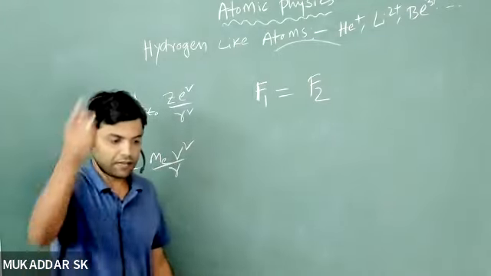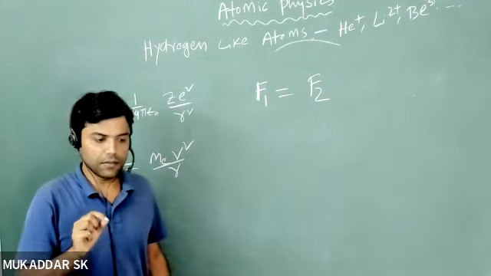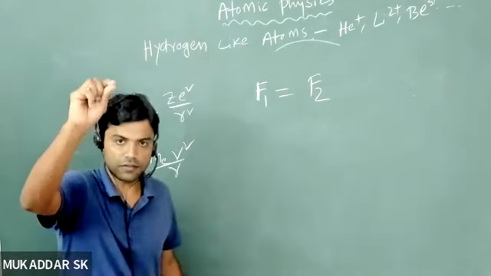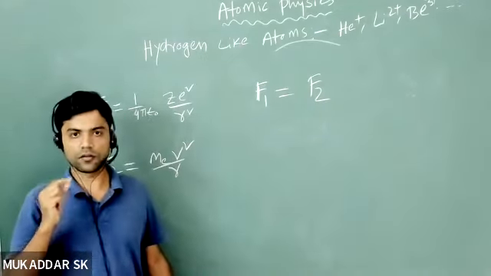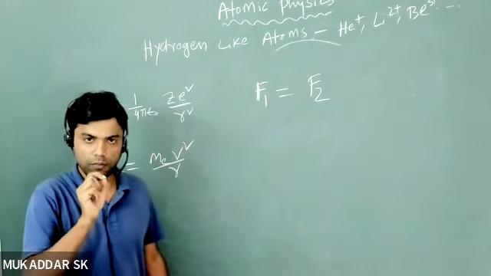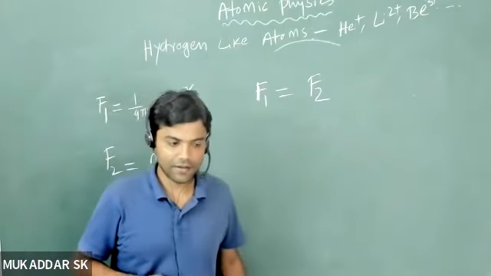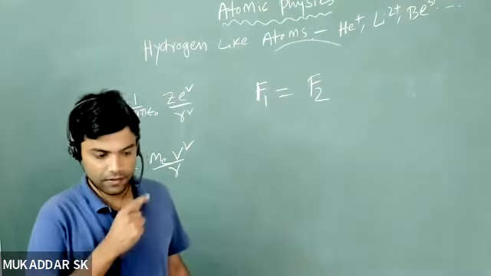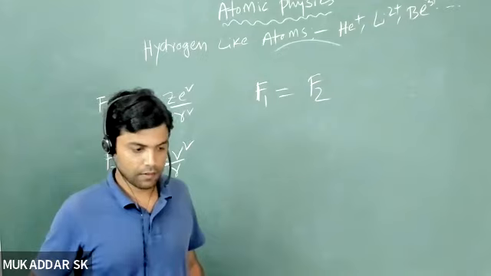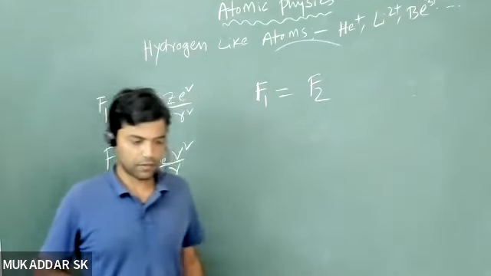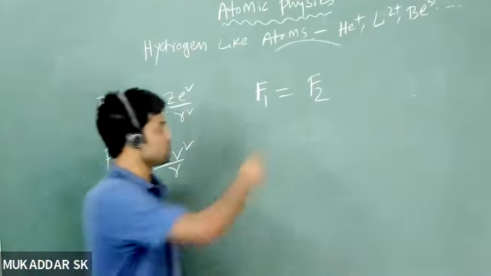Because that orbit is stable, right? So orbit is stable means what? That inward force and outward force should be balanced, so that the electron's position should not change. Did you get what I'm saying? Any problem, Shekhar? So these two forces should be equal.